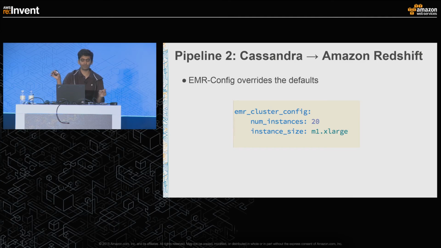So here we are only overriding the number of task instances that we want in our cluster, and the task instance size. And everything else basically falls back to the defaults, like the EMR roles that we want to use, or SSH keys that you want to specify on that cluster.